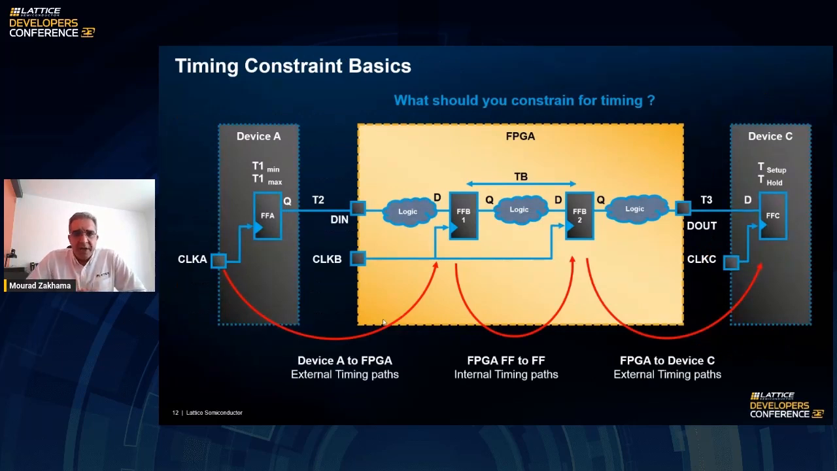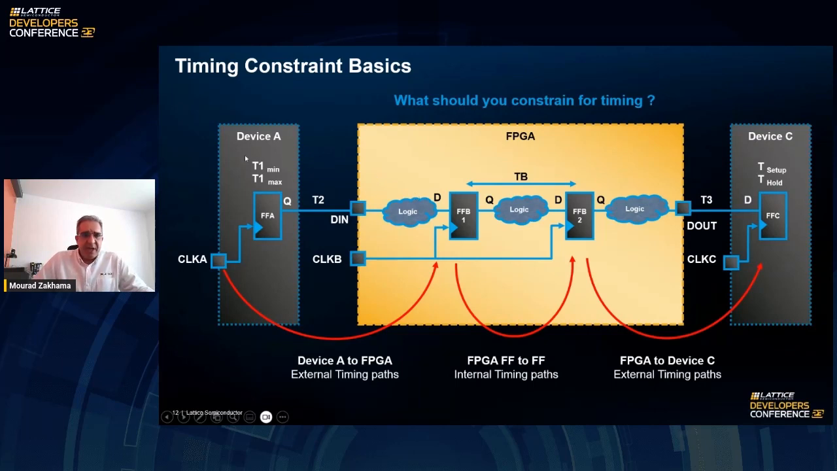So what should we constrain for a design? The timing constraints should constrain any flip-flop to any flip-flop connection. Any time you have a path between two flip-flops, you need to make sure that that path has been constrained and that the data is transferred reliably between the different flip-flops that you have in your design.